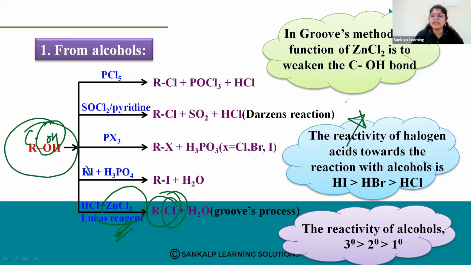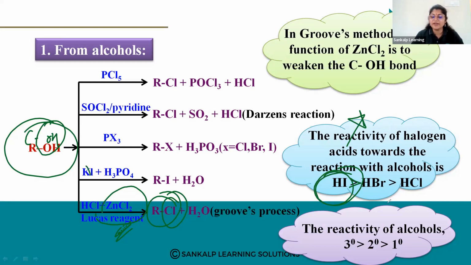Next, when we see the reactivity of halogen acids towards the reaction with alcohols, HI will be stronger. The reactivity of alcohols toward the reaction, that is, HI will be greater than HBr and then HCl.